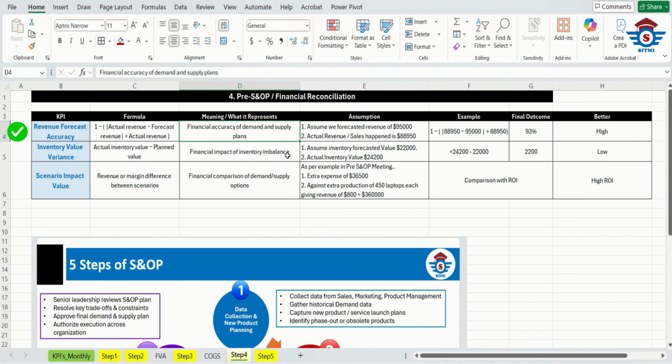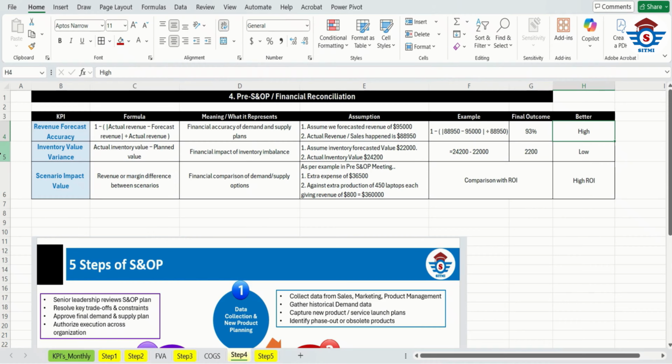Now, what is the assumption? Let's assume that we forecasted that our sales will be $95,000 in the particular month, but the actual sales generated is only $88,950. Now, when we put these numbers in our formula, we get that 93% is our revenue forecast accuracy. Having higher accuracy is better for the business.